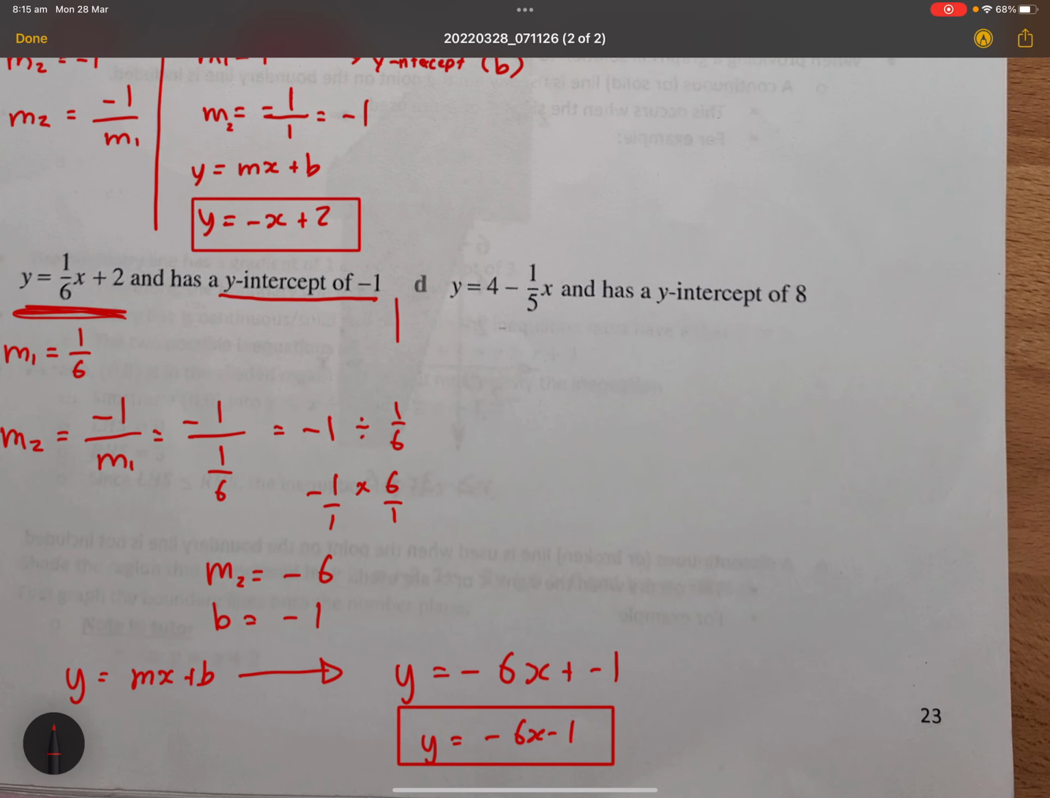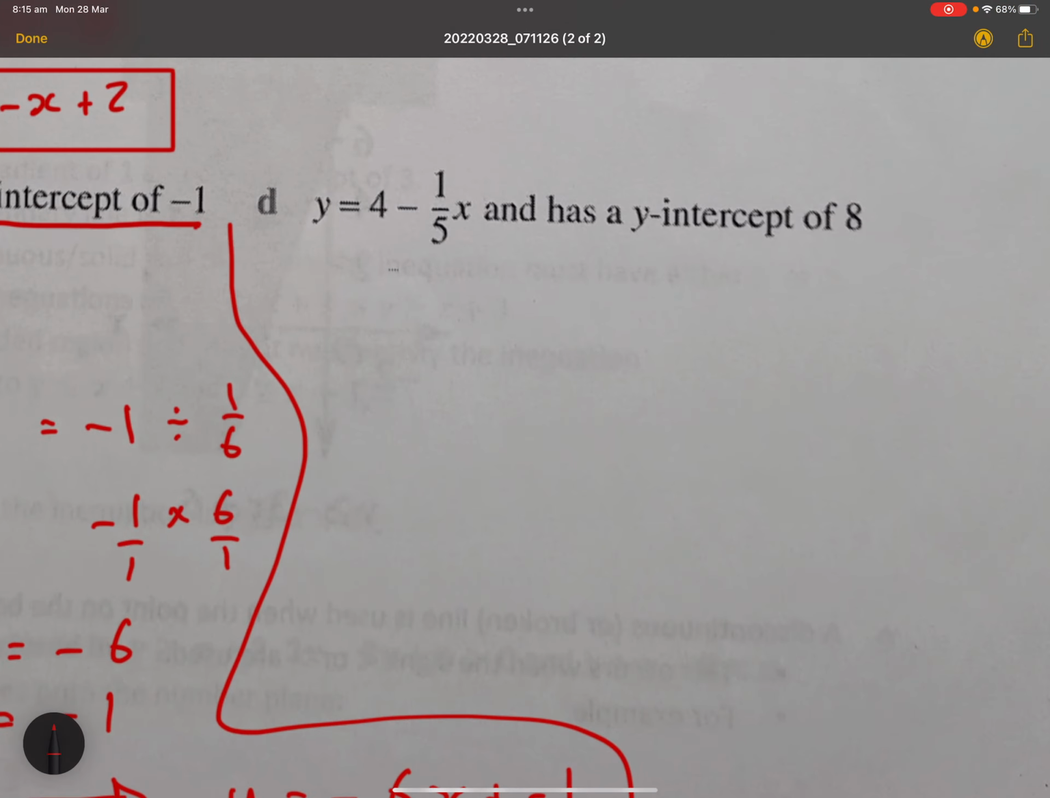Let's look at the next one as well. Let's just do this one. Okay, so this one you might have to rearrange the equation. Or actually you don't really need to, but if you can recognize that the coefficient of the x is your gradient, you can tell that the m1 here is going to equal -1 over 5. Or if you rearrange the equation, you can say y is equal to -1/5 x plus 4, if you know how to rearrange that. Either way, the gradient of this line is going to be equal to -1/5.